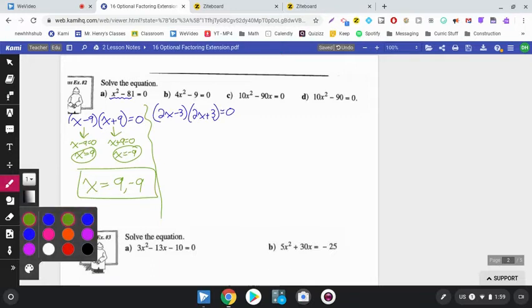And I'm going to solve both of the brackets. A little bit harder because I actually have to do 2 steps. I would add 3 to both sides, 2x equals 3. And then I divide by 2 and I get a fraction, x equals 3 halves.